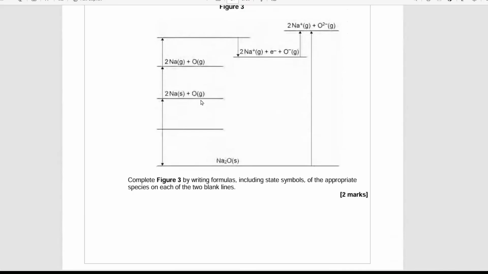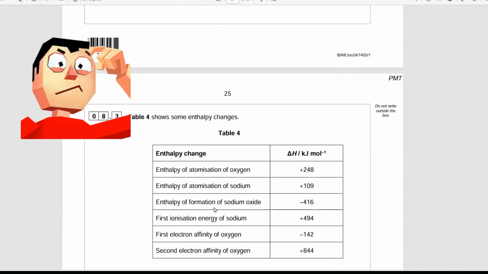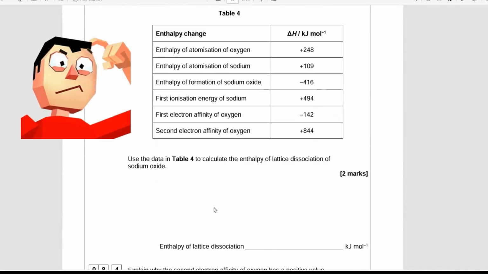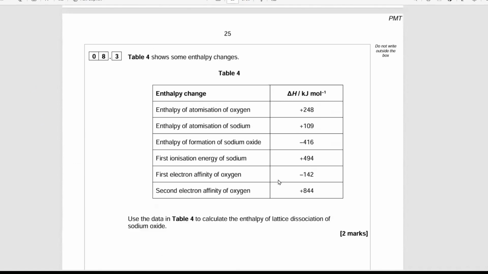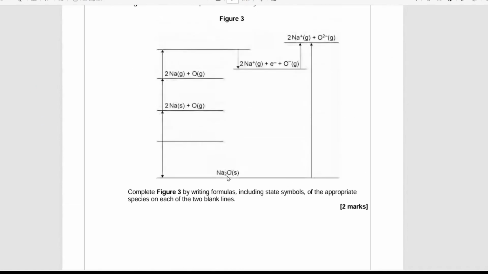And then you can work out the lattice dissociation. What have we got to work out, actually? We're working out the lattice dissociation of sodium oxide. Now, let me tell you something here. The lattice dissociation is, this is the lattice, Na2O, and that is the arrow going up to the ions in the gaseous state. That is lattice dissociation enthalpy. The enthalpy change when 1 mole of a compound in a lattice, this ionic compound here, is turned into its ions in their gaseous state. So that is the lattice dissociation enthalpy.